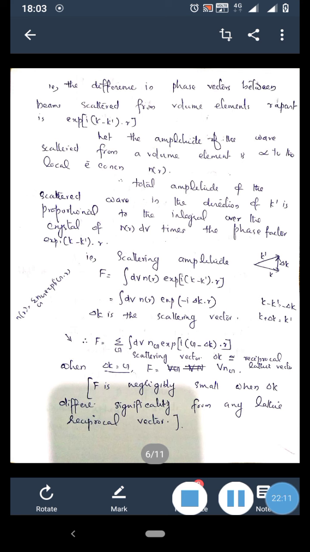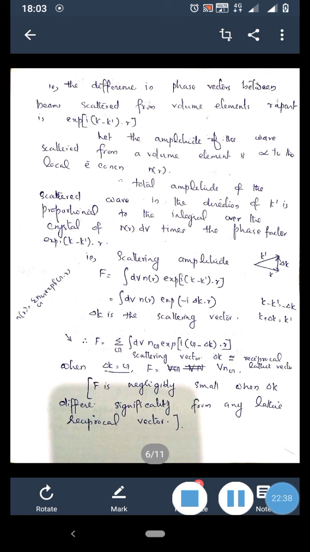Let the amplitude of the wave scattered from a volume element be proportional to the local electron concentration. The amplitude of the wave scattered from a particular volume will always be proportional to the local electron concentration n(r). Therefore, the total amplitude of the scattered wave in the direction of k' is proportional to the integral over the crystal of n(r) dV times the phase factor.